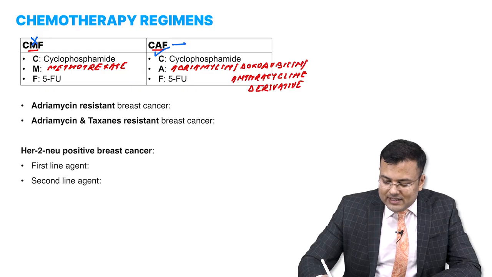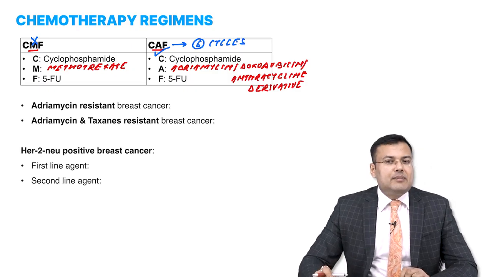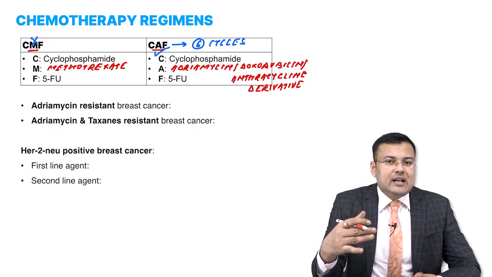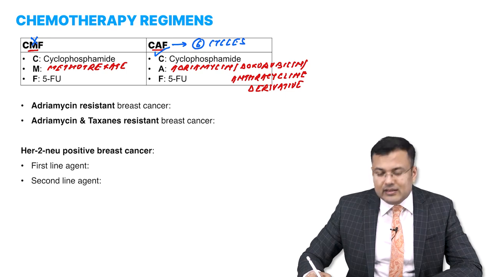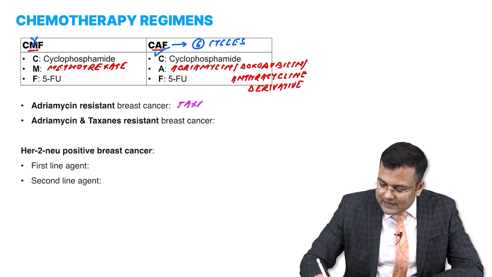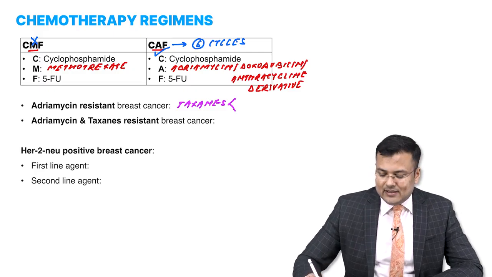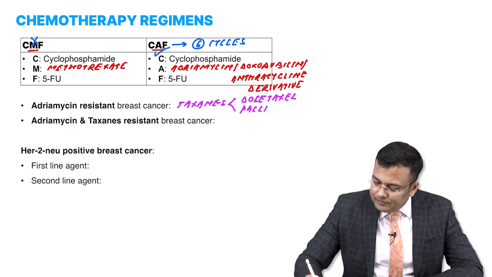And you know how many cycles are given? We are giving 6 cycles. Suppose you are giving adriamycin and there is no response. So this is adriamycin resistance. For adriamycin resistant breast cancer, which agents are given? Can you tell me? Taxanes. We are giving taxanes. And tell me the agents: docetaxel, paclitaxel.